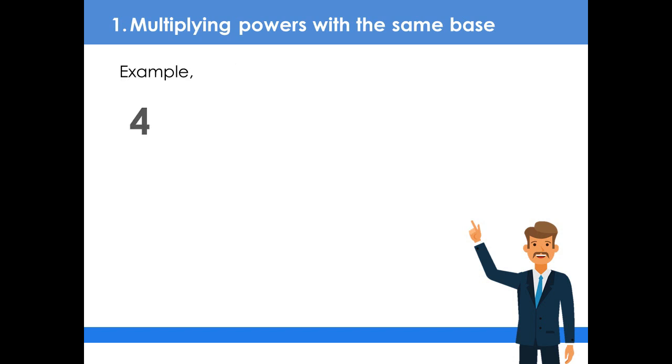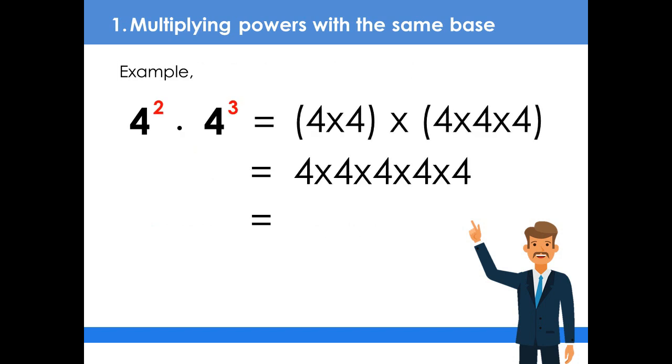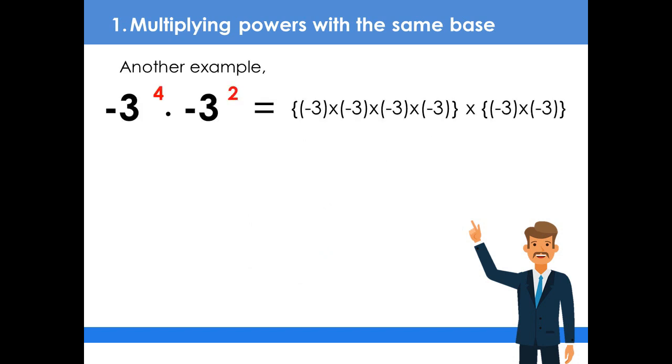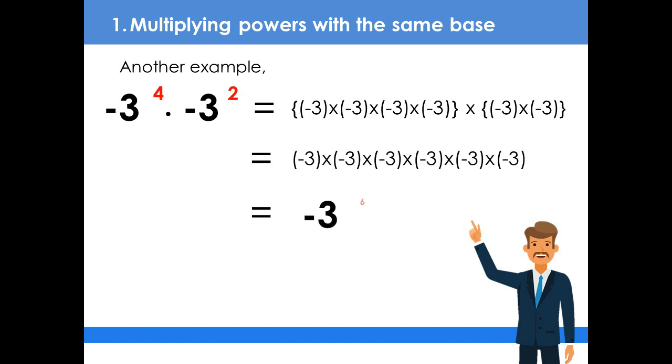Example: 4 raised to 2 into 4 raised to 3 equals 4 raised to 2 plus 3 equals 4 raised to 5. Another example: minus 3 raised to 4 into minus 3 raised to 2 equals minus 3 raised to 4 plus 2, which is equal to minus 3 raised to 6.